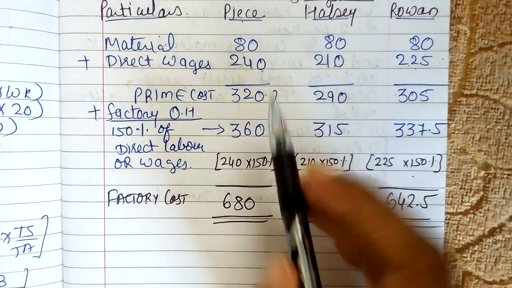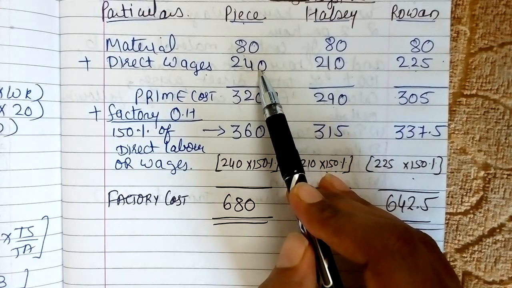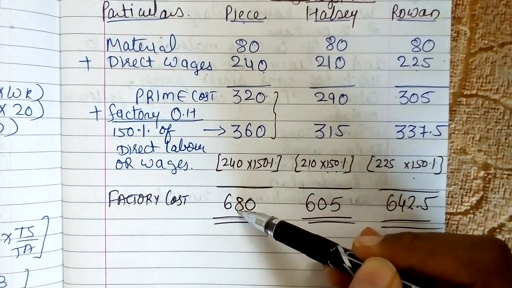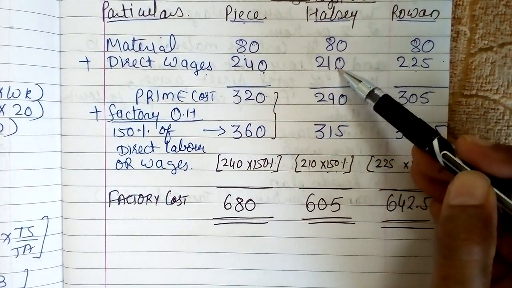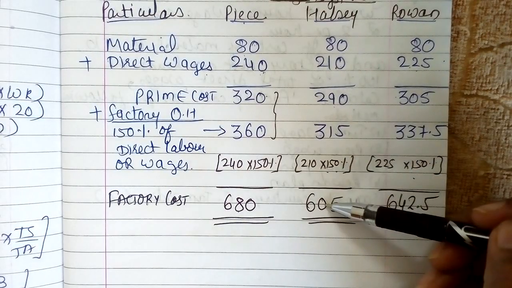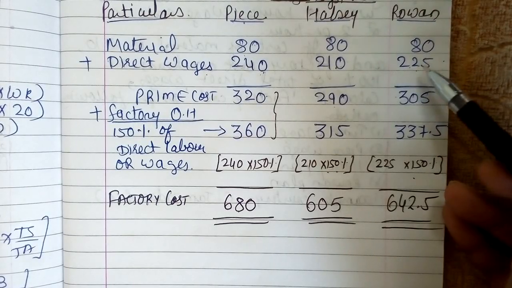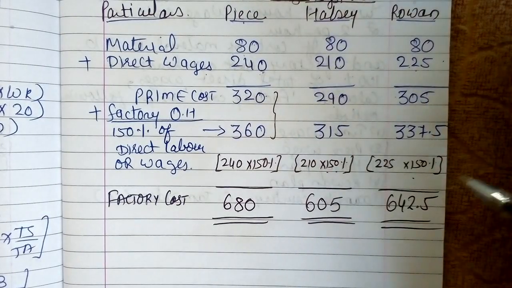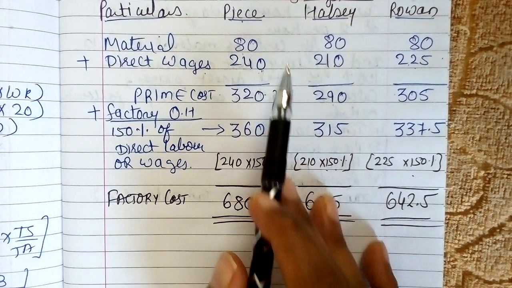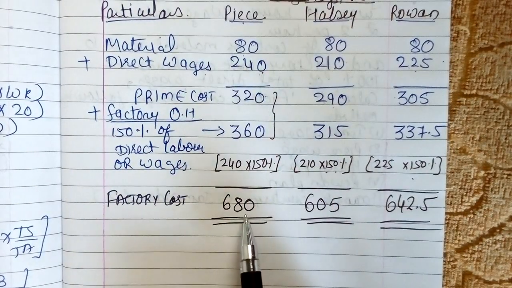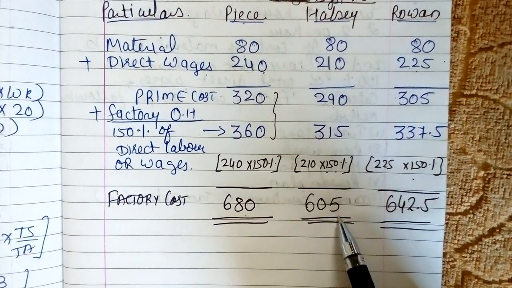If you are going to pay the wages as per piece wage system, the wages per product will be 240 and factory cost of the product will be 680. If you pay wages as per Halsey plan, then the wages will be 210 and the factory cost will be 605. If you pay the wages as per Rowan plan, then the wages will be 225 and the factory cost will be 642.5. So it means higher the wages paid, higher will be the factory cost. Lower the wages paid, lower will be the factory cost.